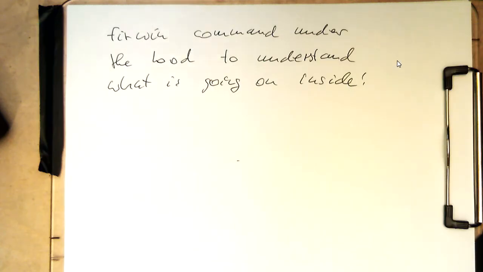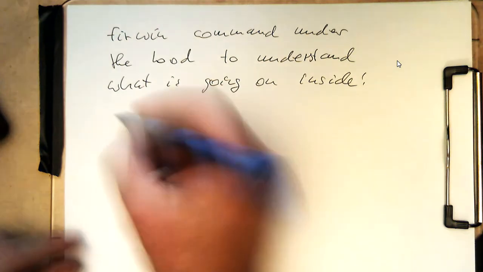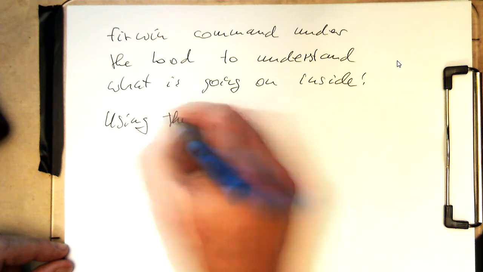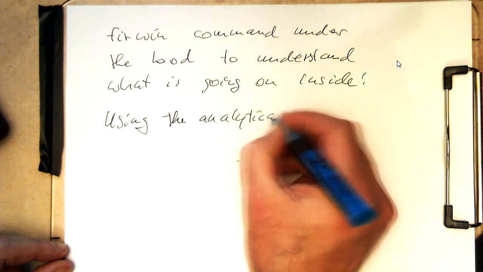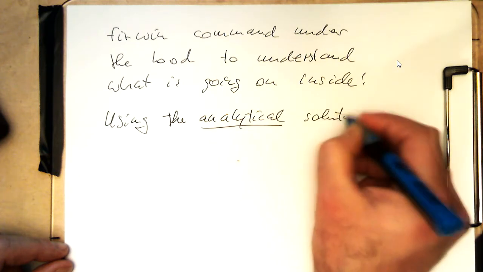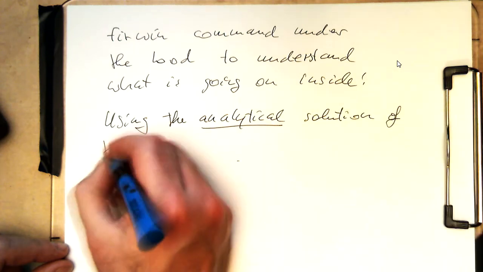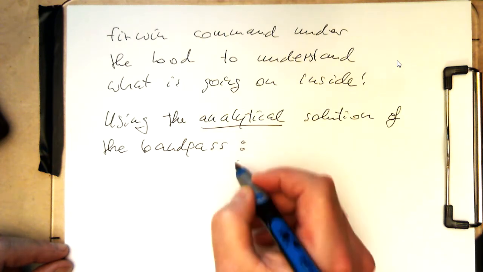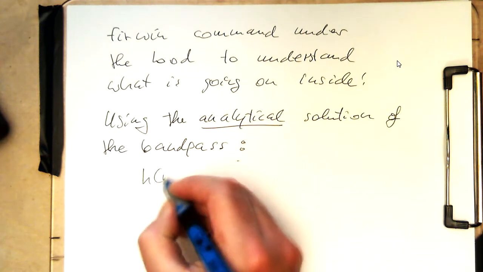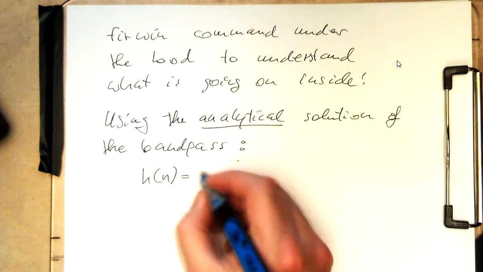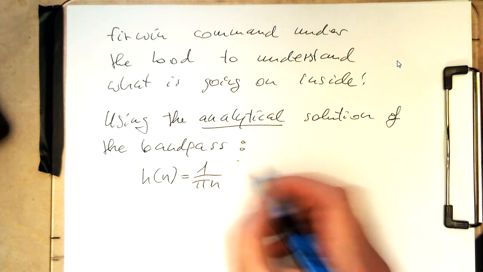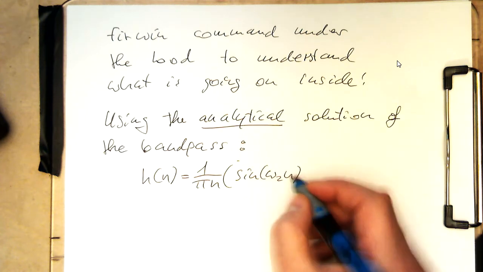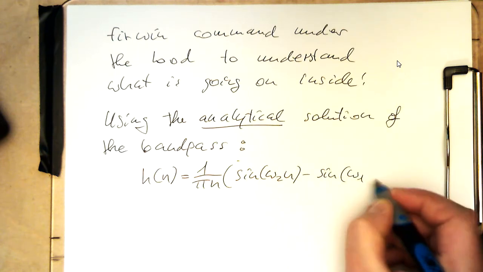And so inside, as I said already, it's using the analytical solution of the bandpass. So what was that again? Analytical solution: h of n equals 1 over pi n, times sine of omega 2 n minus sine of omega 1 n.